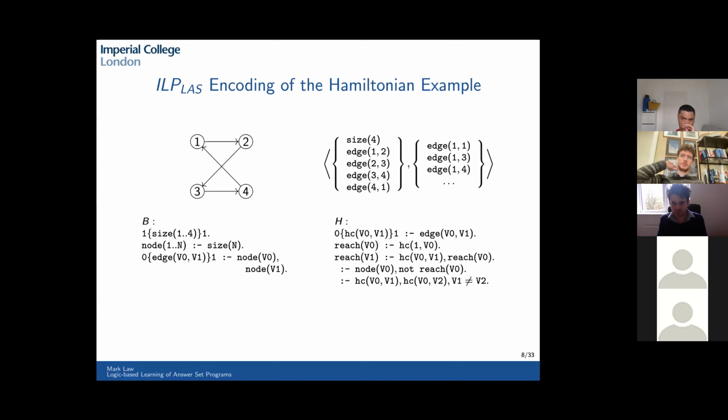once. In order to learn this, we give examples of both Hamiltonian and non-Hamiltonian graphs, where the positive examples are those that are Hamiltonian and the negative examples are those that are not Hamiltonian. The examples, I'm not sure if you can see my cursor, but on the top right-hand side of the slide, you can see a partial interpretation which represents the graph on the top left-hand side of the slide. So in the inclusion set, we've got the size of the graph, and we've got all of the edges which are in the graph.